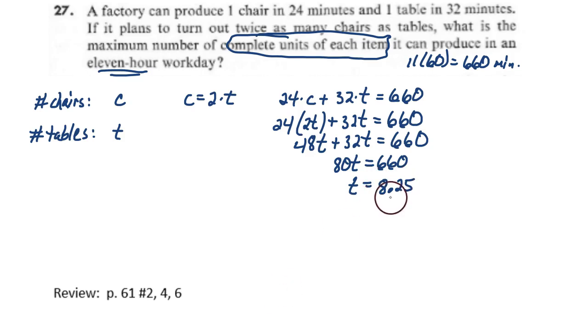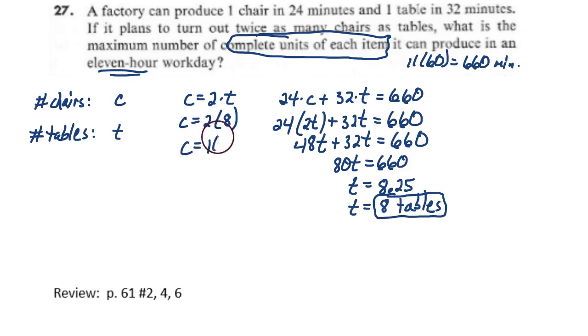It doesn't make sense for the factory to produce 0.25 of a table, so let's round this value down to 8 tables. Once we know a value for T, we can substitute to find an answer for C. And we get C equals 16. So 16 chairs and 8 tables.